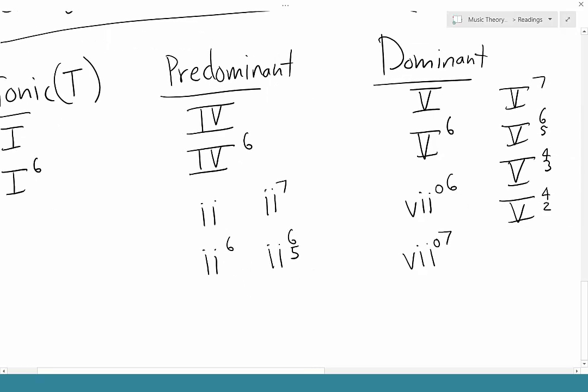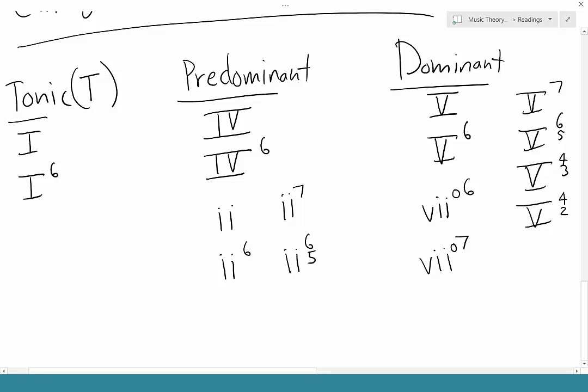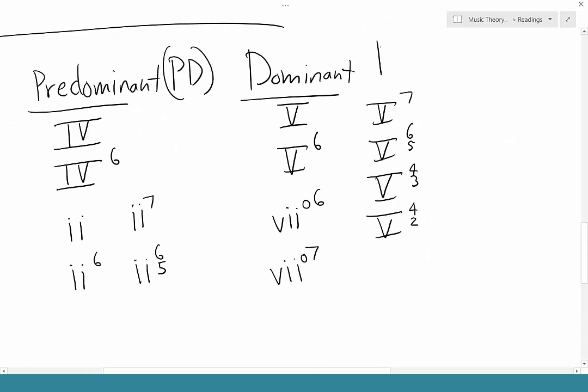Now I've left a number of chords out. These are the most common chords that we're going to be working with, and so you want to just internalize the tonic chords in root position or first inversion as the tonic category. The predominant is called a PD, and it has the 4 chords and the 2 chords, and the dominant, which is abbreviated as D, has all of these different 5 chords and the 7 chords.